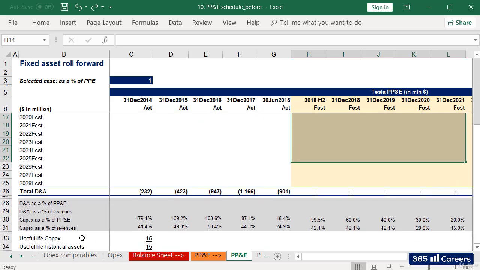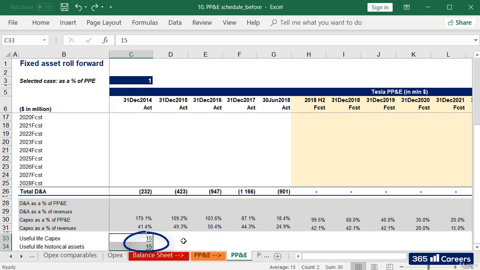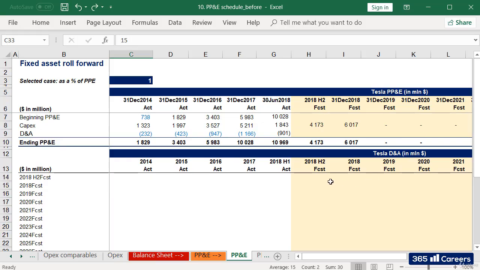Two of the most important inputs we need to do that are the expected useful life of newly acquired fixed assets and the expected useful life of historically acquired fixed assets. We'll assume that both new and legacy fixed assets will be depreciated in 15 years. Okay, let's get started then.